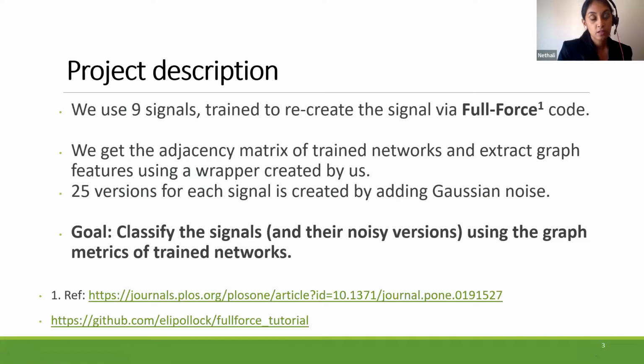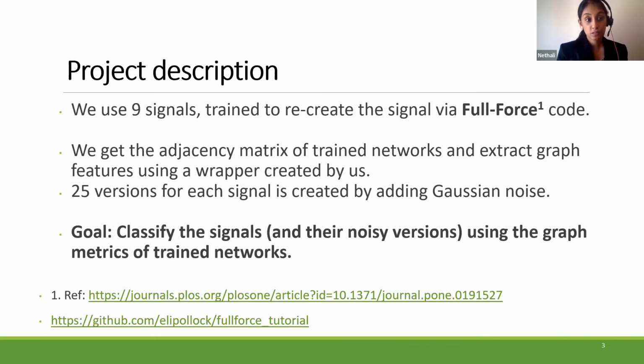So let me give you a small introduction to my project. What we're doing here is that we're using 9 signals, and we're trying to train to recreate these 9 signals through a code called FORCE. The description about this code that we're using is third-party work. This reference is given to you at the bottom, and I'll show you the paper, but I do not intend to go through this code with you.